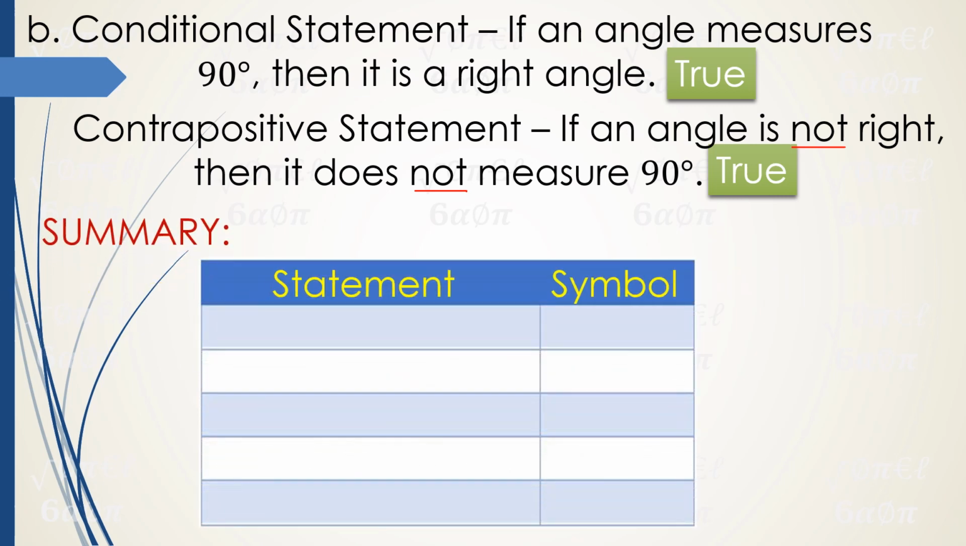Okay, so let us summarize. Let us have this table. For conditional statement, if P then Q.